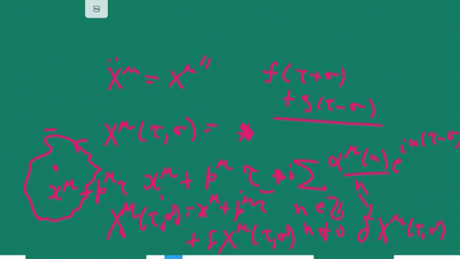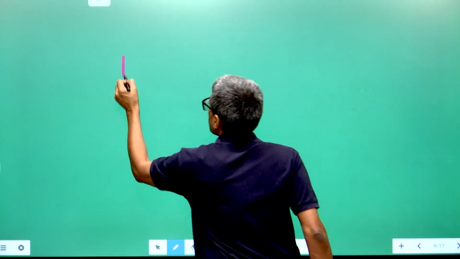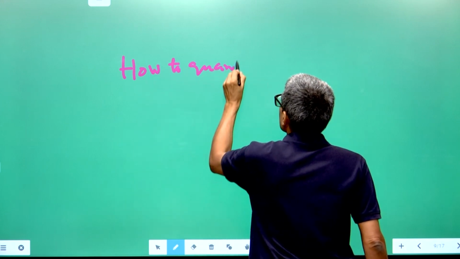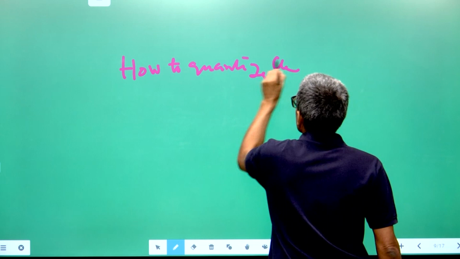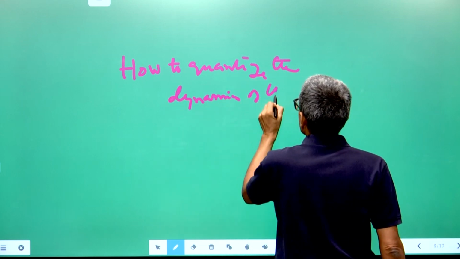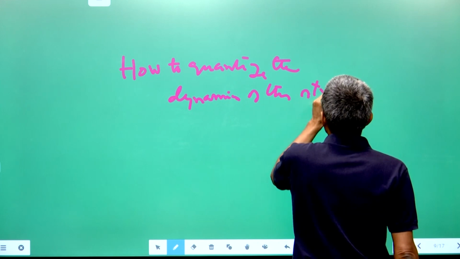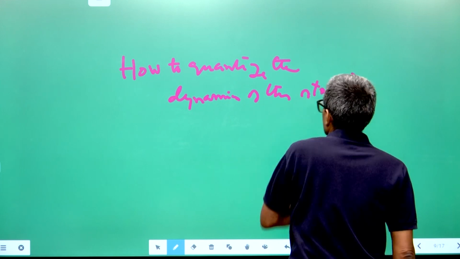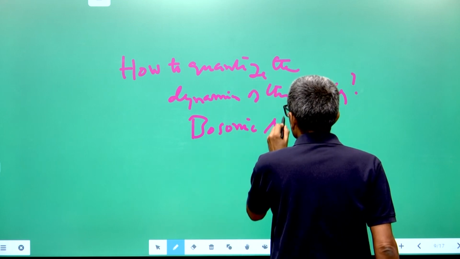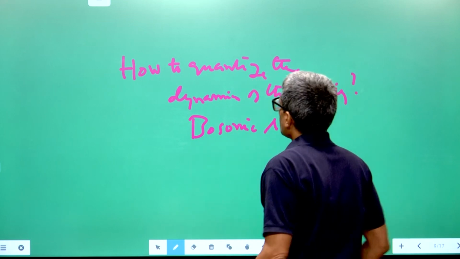So once you do this, you can ask how to quantize the dynamics of this string. This is a bosonic string here. So how to quantize it?